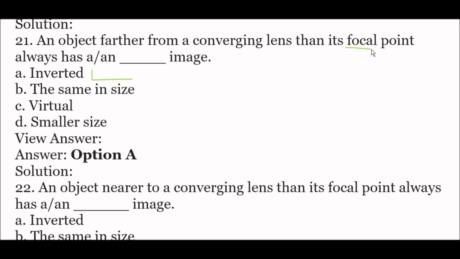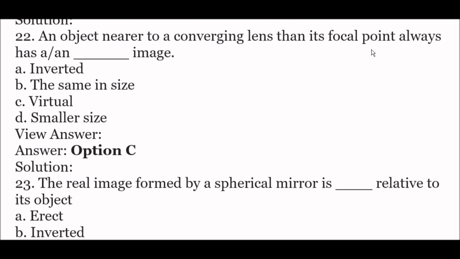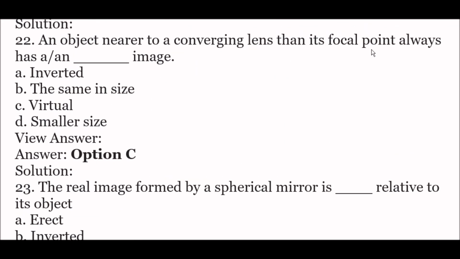Next question. An object nearer to a converging lens than its focal point always has a blank image. Option A inverted, option B the same in size, option C virtual, option D smaller size. Right answer is option C virtual. An object nearer to a converging lens than its focal point always has a virtual image.